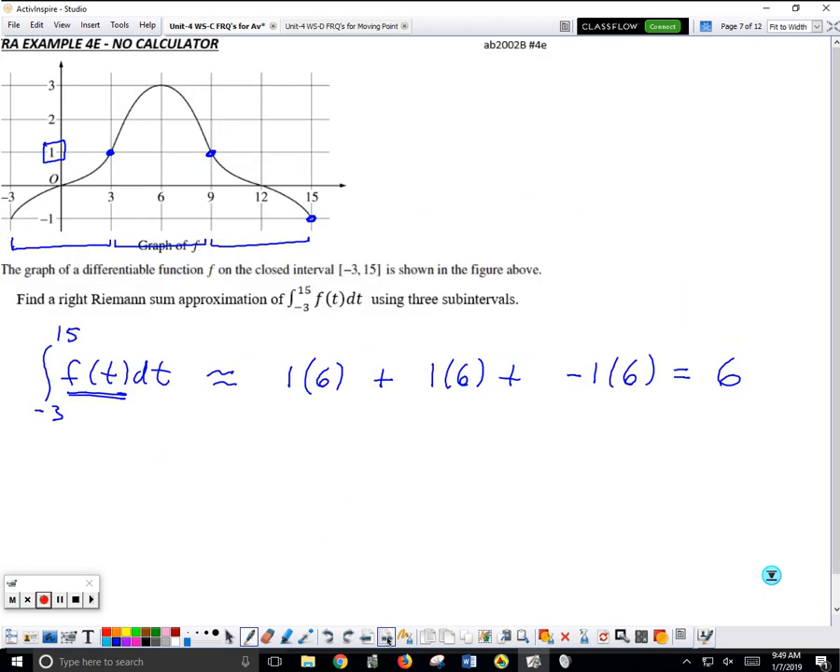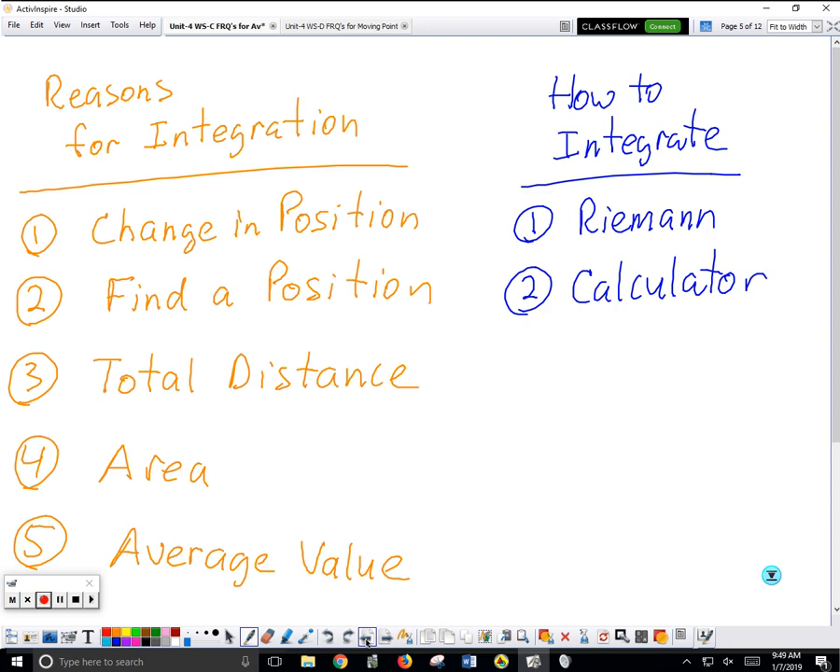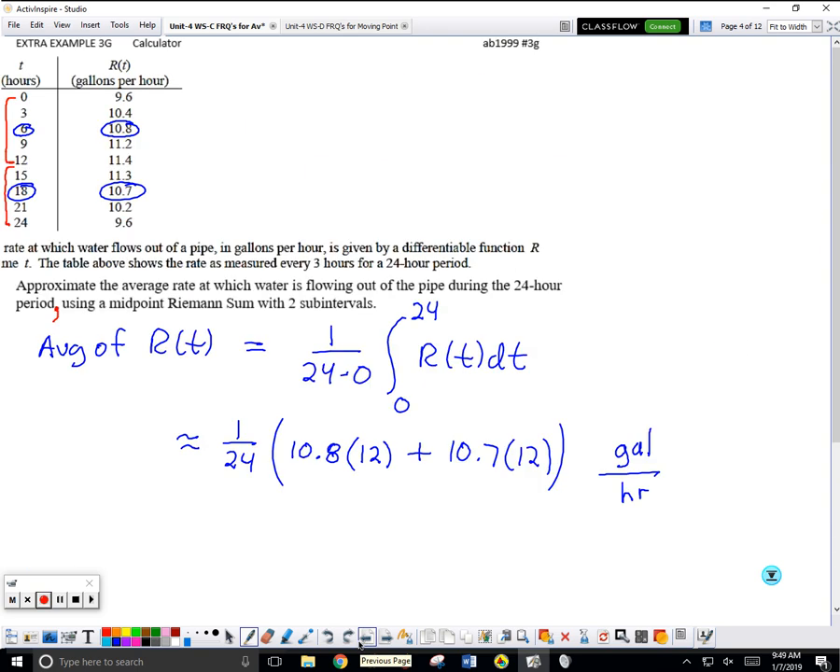Next one. Okay, and again, you can stop here on the AP test. Can you use the calculator to solve this integral? Not without an equation. Is that what you meant? Good question. Two points.